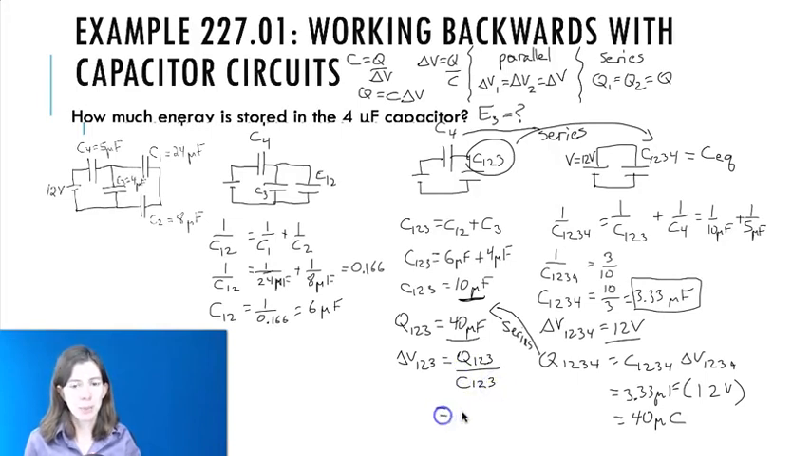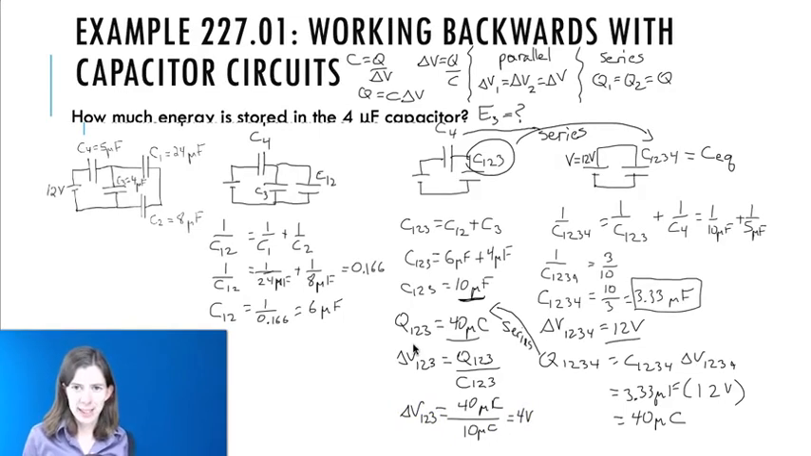So that's going to be 40 microfarads over 10 microfarads. Sorry, this is supposed to be coulombs, not farads. 40 microcoulombs over 10 microfarads, and that's going to give us 4 volts. So delta V 123 is equal to 4 volts.